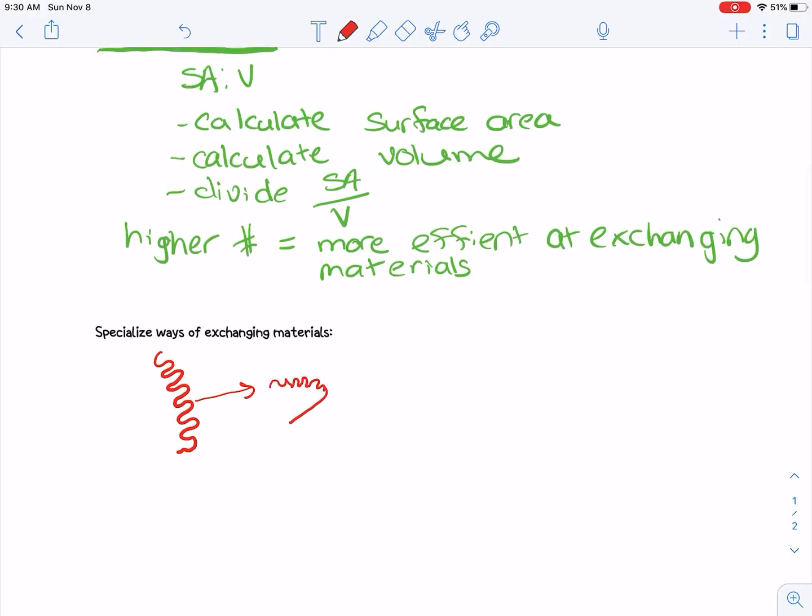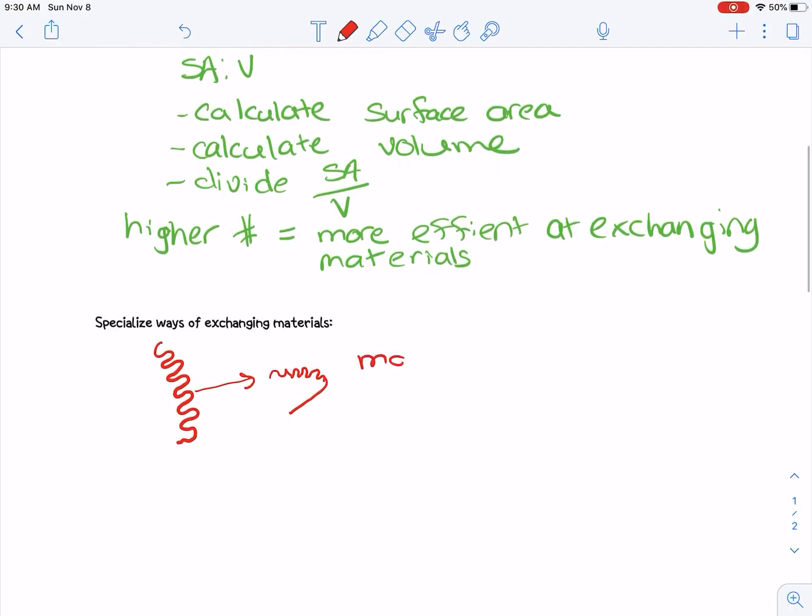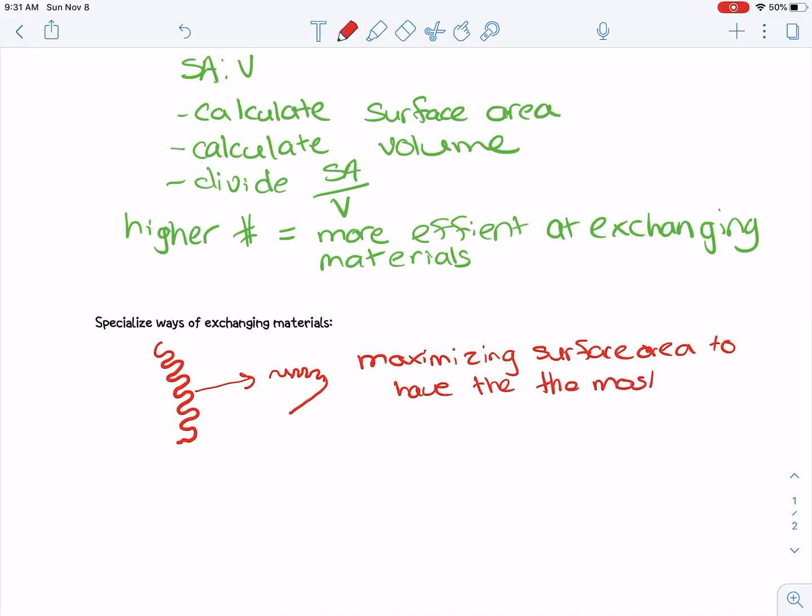And so you're maximizing surface area to have the most exchange with the environment. Especially think about what the job of the intestines is: to absorb as many nutrients as possible, to have the most exchange with the environment.